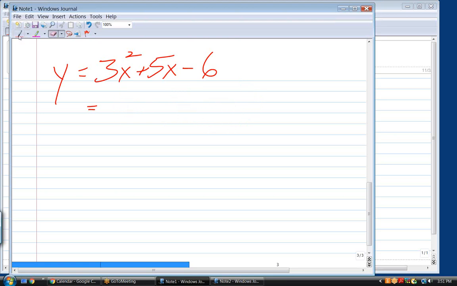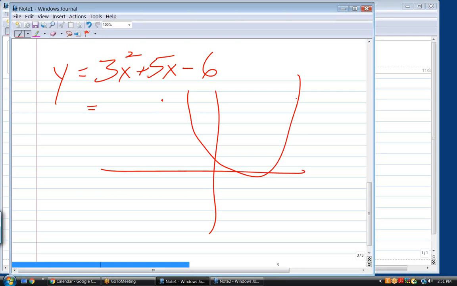Okay. However, if the only thing they want is domain and range, well, it's a quadratic that points up, right? It's going to look something like that. What's its domain? Negative infinity to positive infinity. Correct, all reals. The range is the only thing that's tough, and we would know the range if we knew that y value.